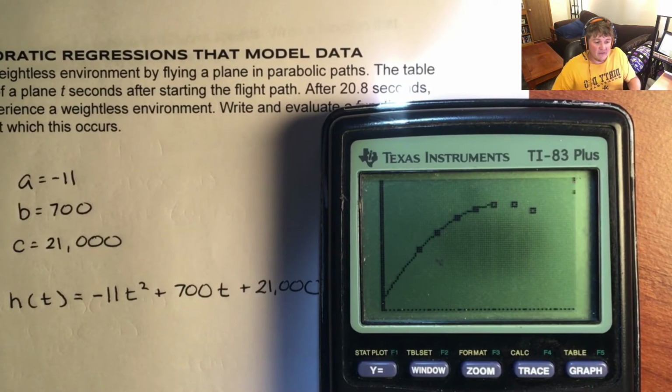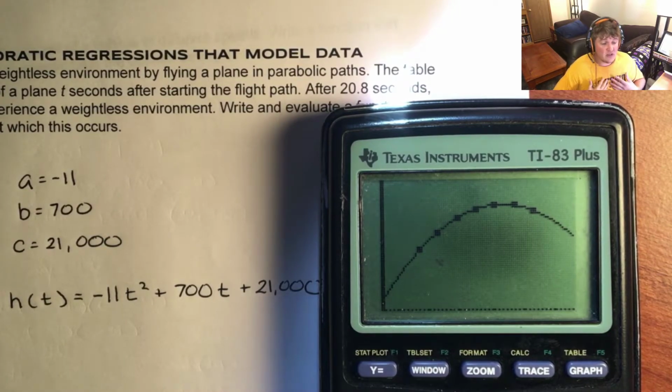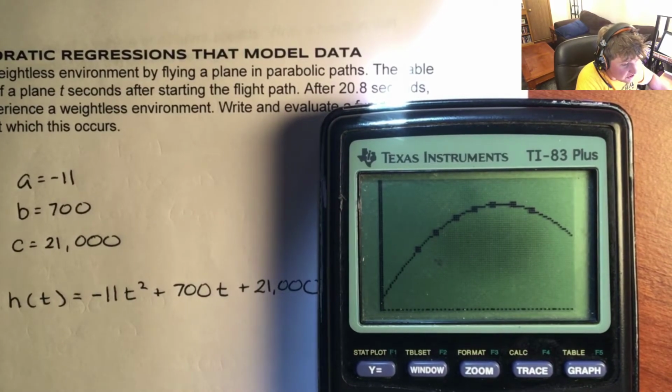Okay, so now we have our curve going through. It looks like it actually goes through all of our points. So for me, I would say that this fits my data well. It's a good, accurate representation of it. And so what I want to know is the height when the time is 20.8 seconds. We can do this in a whole bunch of different ways.